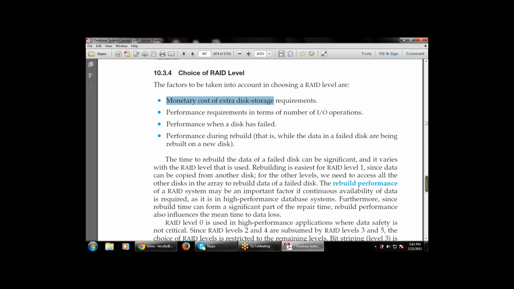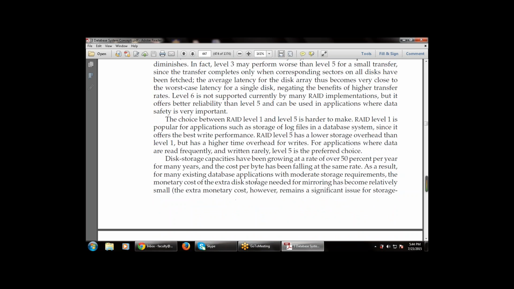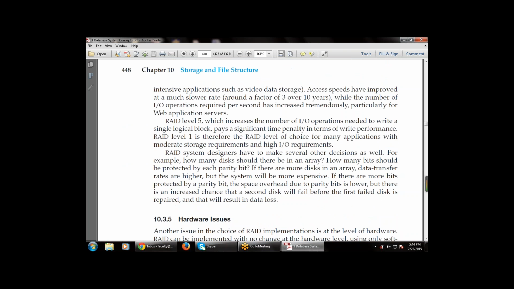Then next is the performance when a disk has failed. Then performance during rebuild. The time to rebuild the data of a failed disk can be significant and it varies with the RAID level that is used. The choice between RAID 1 and RAID 5 is very hard to make, because RAID 1 is also used for the application of log files, and RAID 5 has a lower capacity overhead than RAID 1.